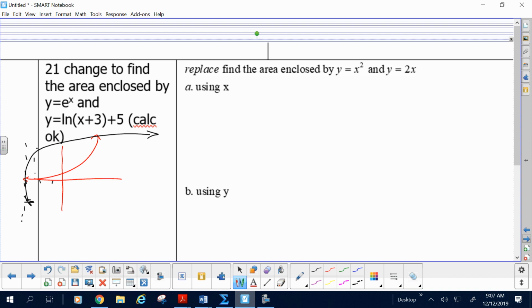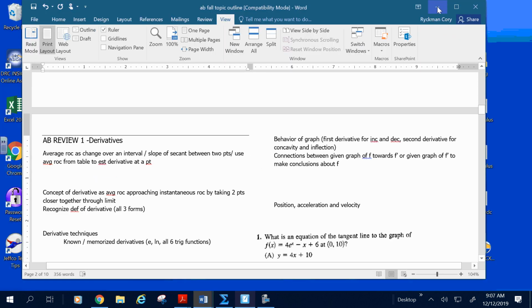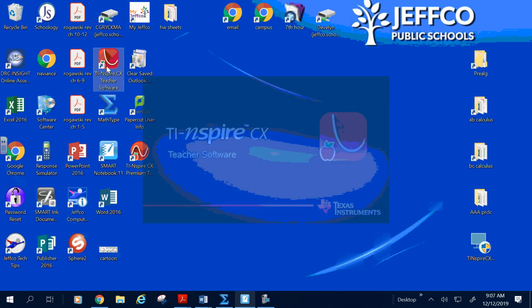If I use x, how many integrals would I need? 1. If I use y, how many integrals would I need? 1. So it's a bit of a wash. It's either one. I imagine you probably used x, but I could be wrong. Did you use x or y? Yes. Or x. I thought you were messing with me.